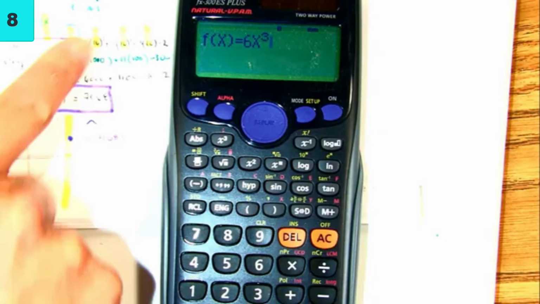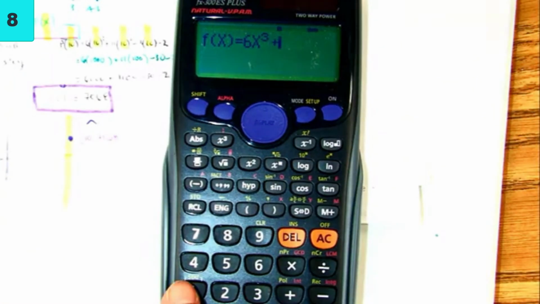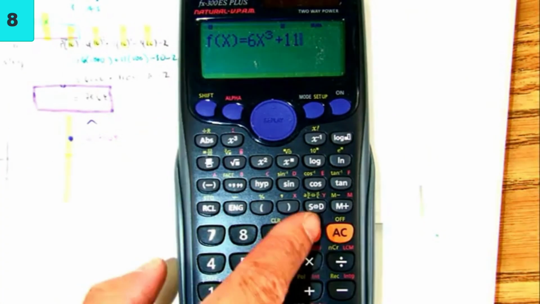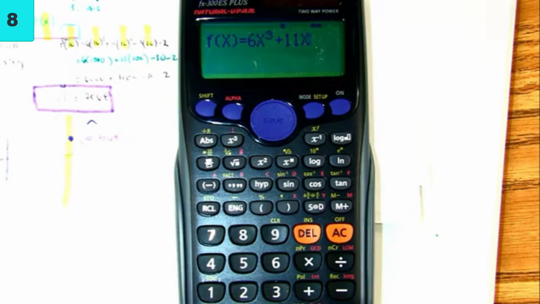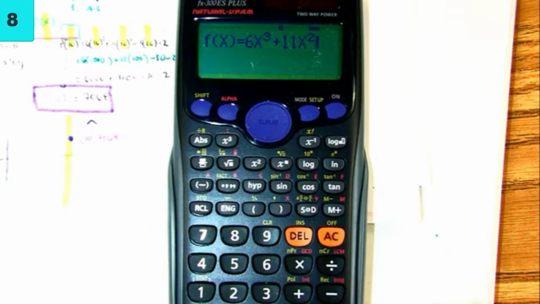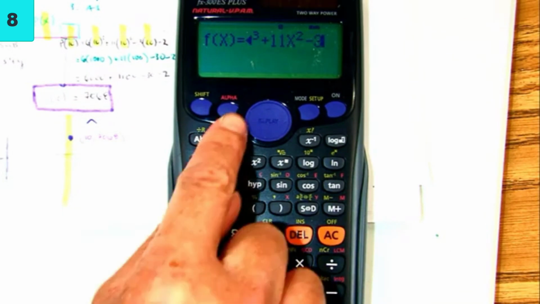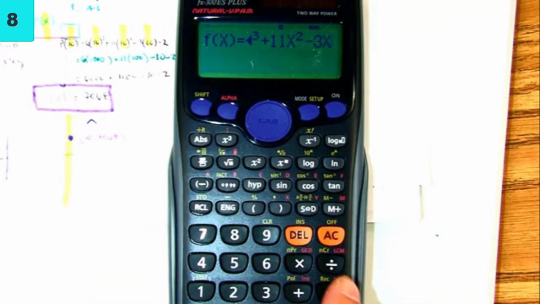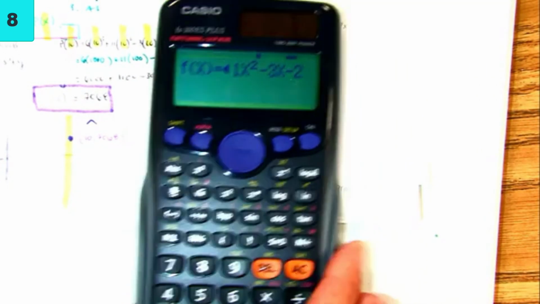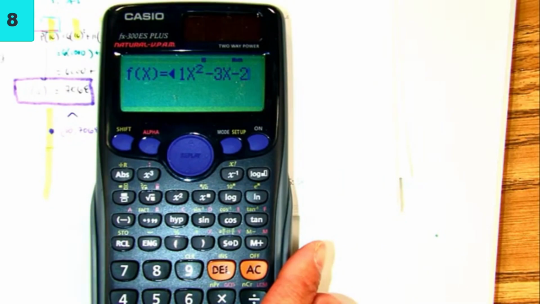So plus 11x squared. Again, the X button is in red, so I press alpha, close parentheses, squared, minus 3x, minus 2. So put all that into your calculator. I'm going to press equals.